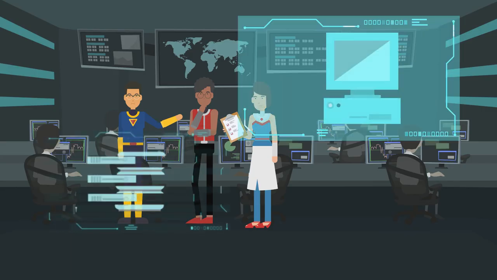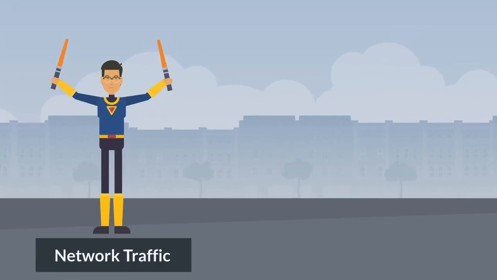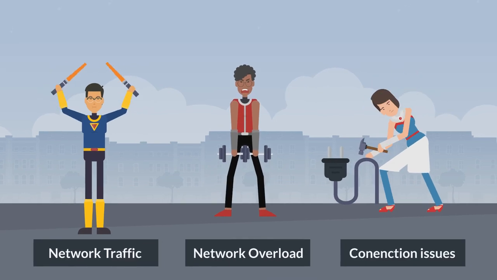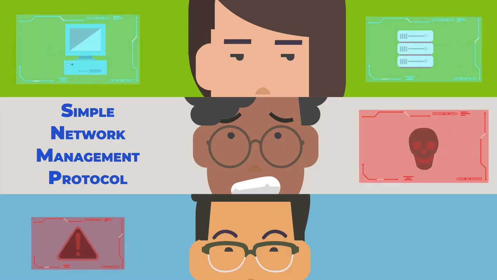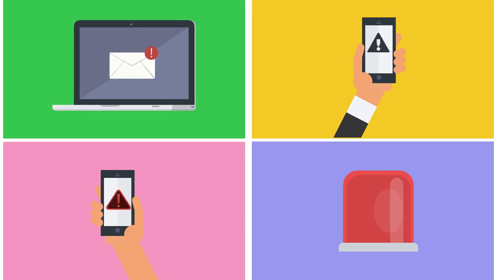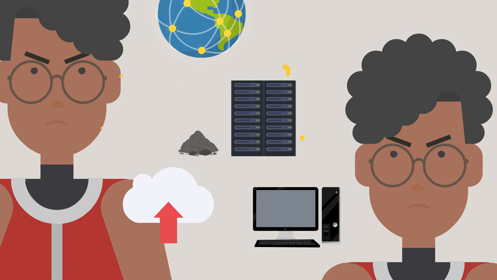Picture a dedicated team that constantly watches over your internal network, alert and looking for any signs of bad news, watching for problems like network traffic, network overload, or server connection issues. Utilizing SNMP, tools scan the network and automatically notify the network admin via text, email, or another app when a problem occurs. Network monitoring gives you visibility to your network.